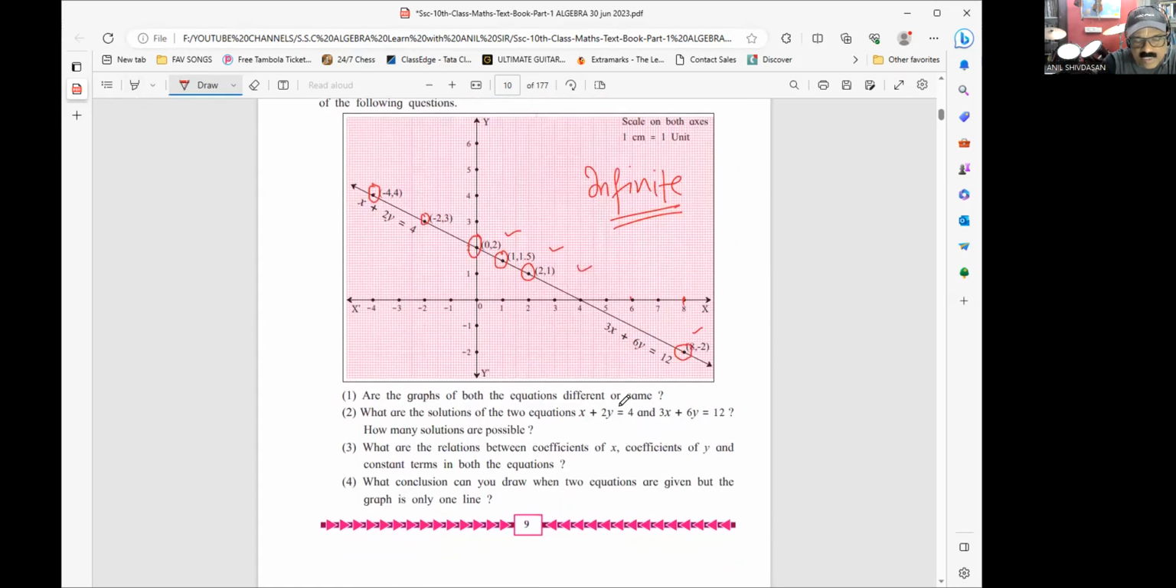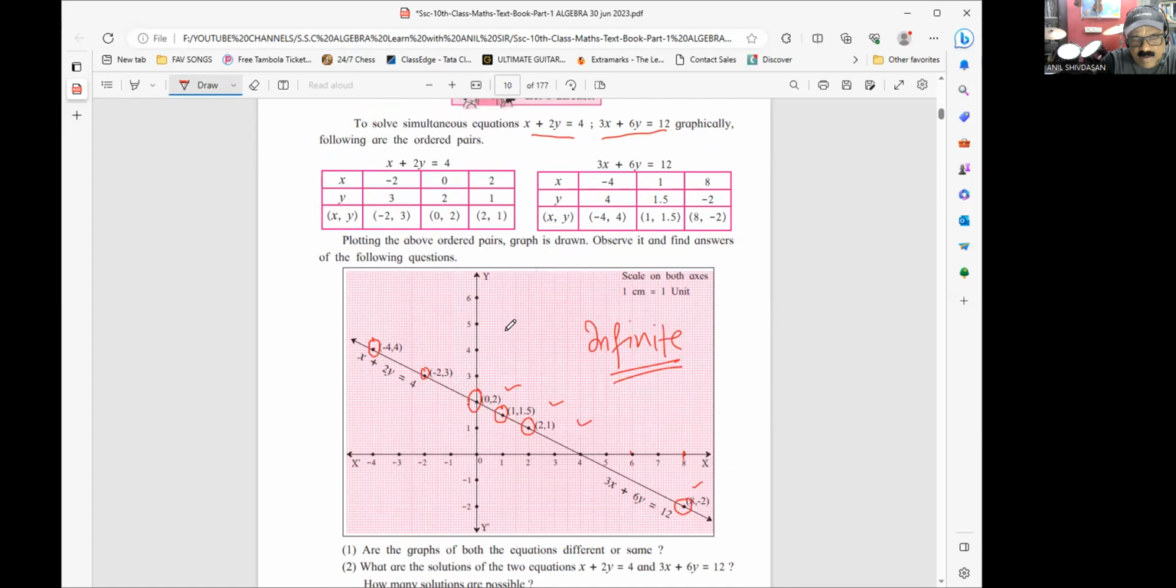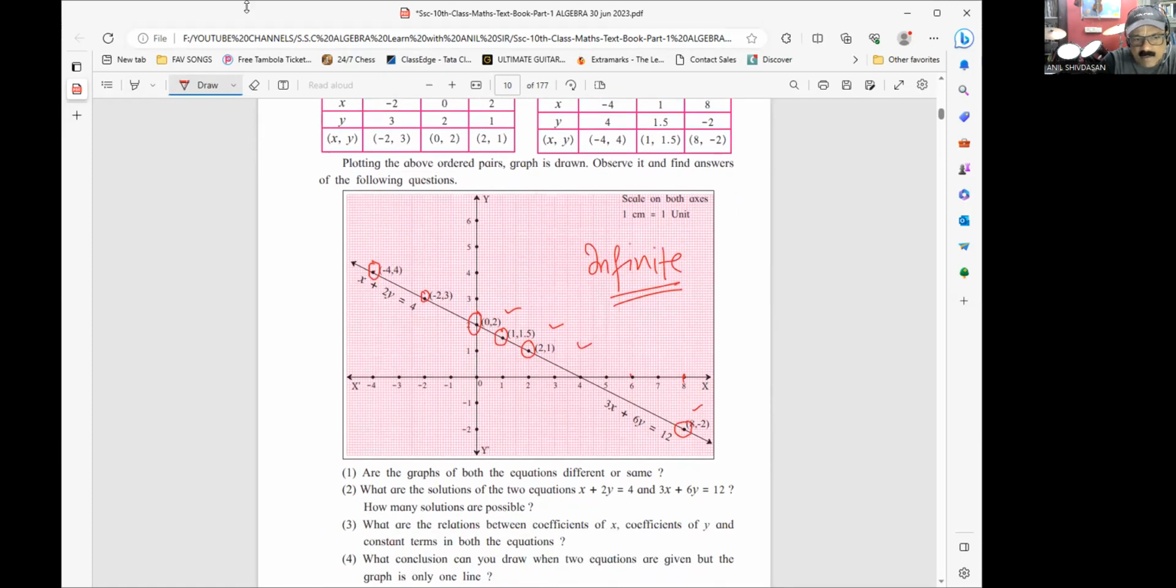Now, let us answer this question. Are the graphs of both the equations different or the same? Do we get two lines or just one line? It's only one line. So the graphs are the same. What are the solutions of the two equations, x plus 2y equal to 4 and 3x plus 6y equal to 12? The solutions are many: -4, 4; -2, 3; 0, 2; and so on. Okay. How many solutions are possible? Just now we discussed that. Infinite solutions are possible.